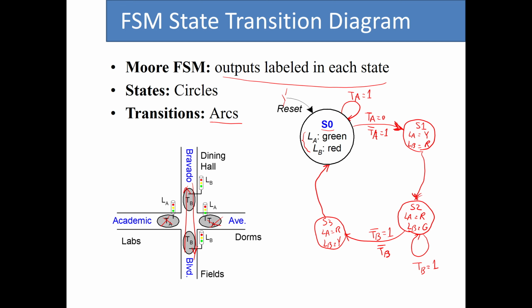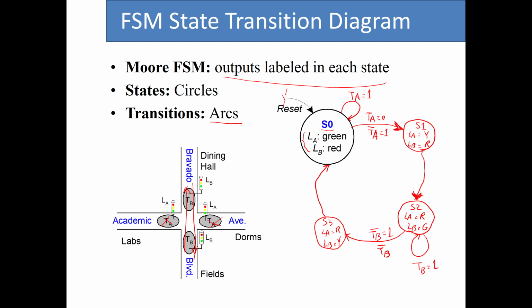So let's just recap. We said that to create the state transition diagram, we represent each one of these states as circles. We put some name for them, and then we show the outputs of each one of these individual states inside those circles. So for example, for state 0, LA is green, LB is red. For state 3, LA is red, LB is yellow. And then we said that to transition between these states, we use arcs. So any arc that is dependent on some condition or some input, we put that condition or the input on top of it. Any arc that is not dependent on any input, we just simply provide the arc.